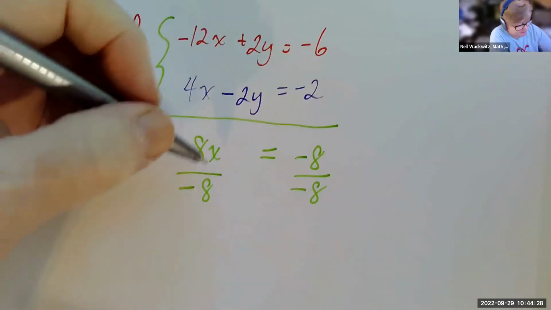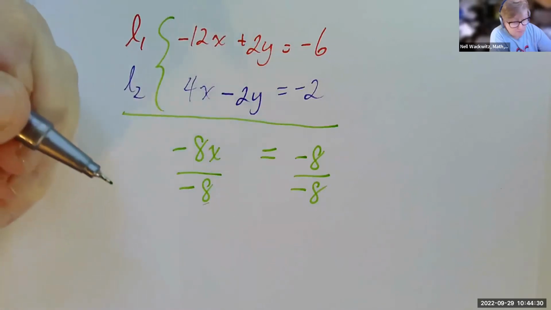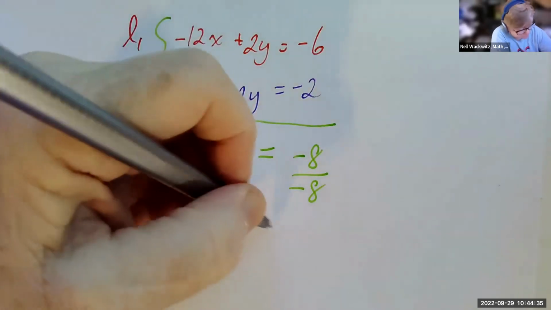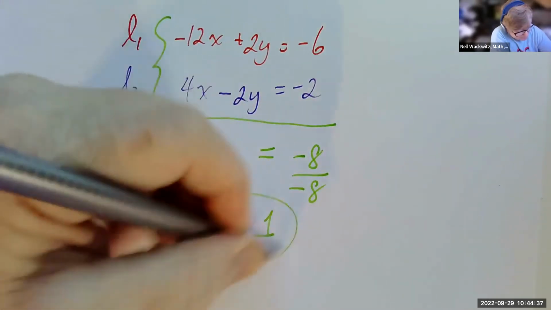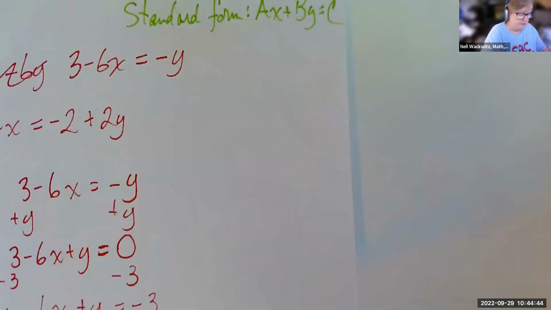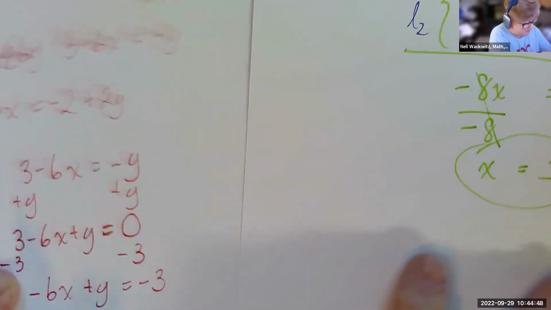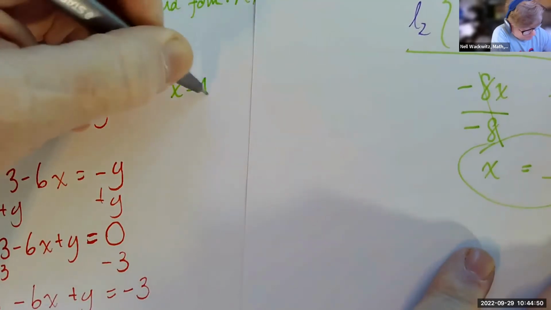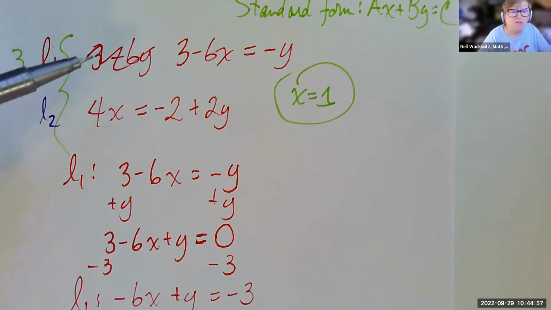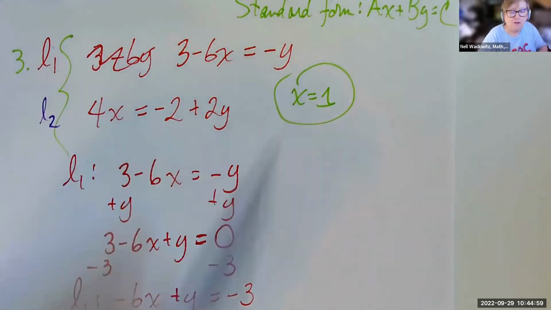Negative 8 divided by negative 8 is x, and negative 8 divided by negative 8 is 1. So we've got our value of x. Let's go back to the original equations and choose one. So we're looking at the value of x is 1. Which of these original equations do you want to use to find y using our new value of x?